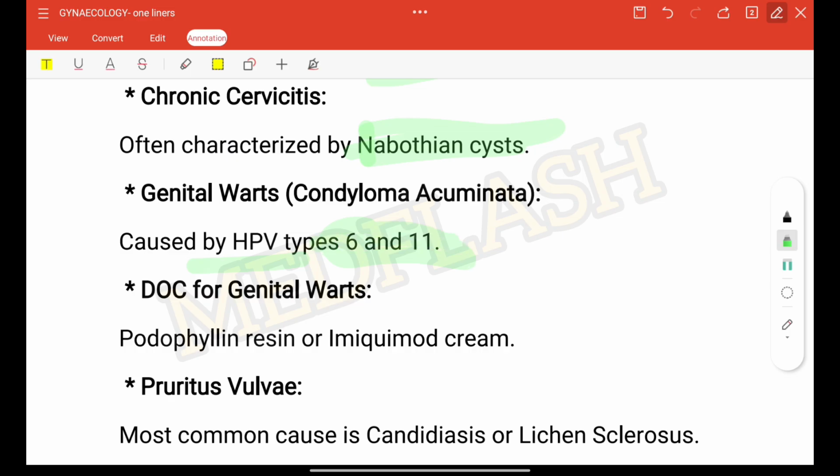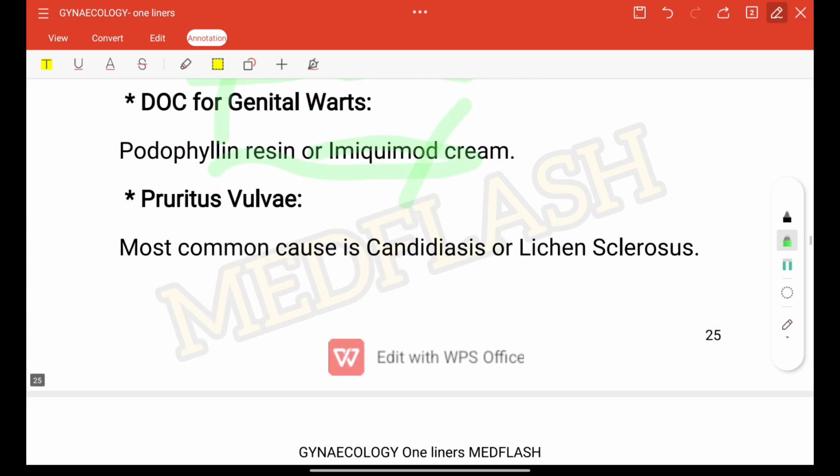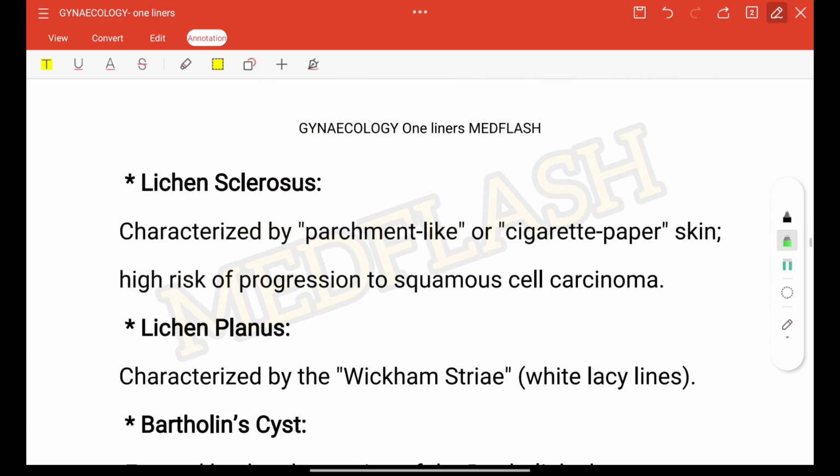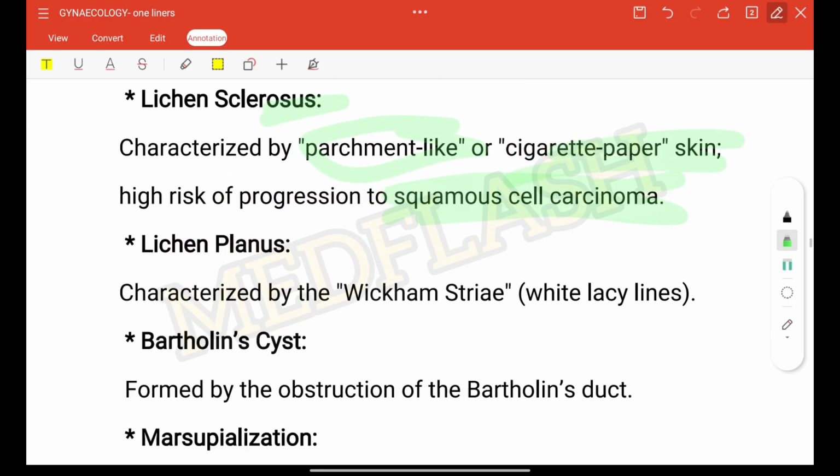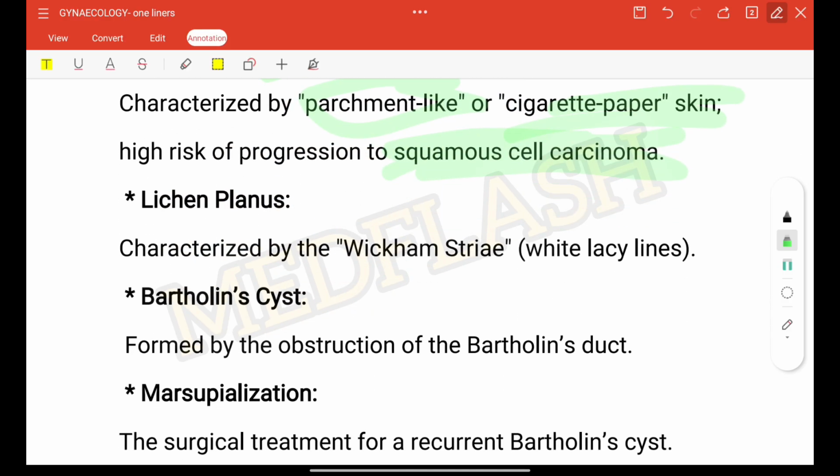Drug of choice for genital warts: podophyllin resin or imiquimod cream. Pruritus vulvae, most common cause is candidiasis or lichen sclerosus. Lichen sclerosus is characterized by parchment-like or cigarette paper skin, with high risk of progression to squamous cell carcinoma. Lichen planus is characterized by Wickham striae, white lacy lines.